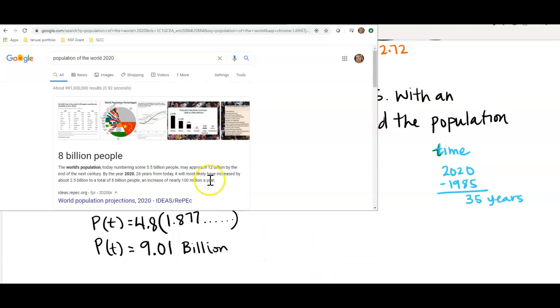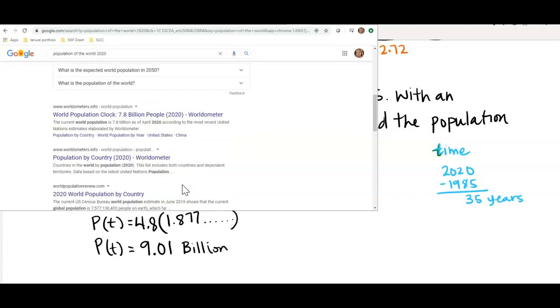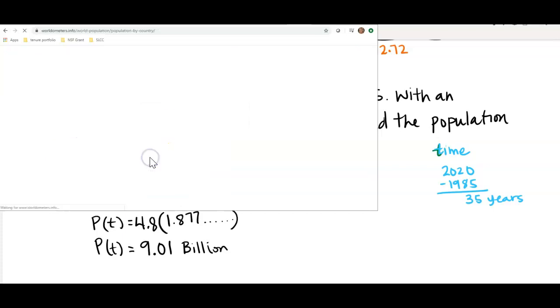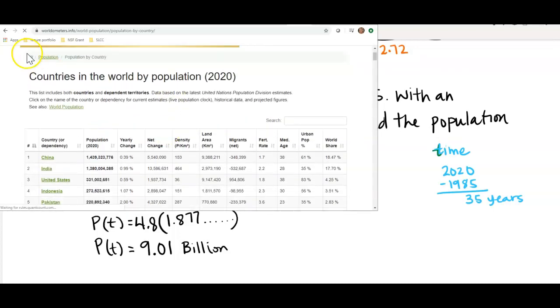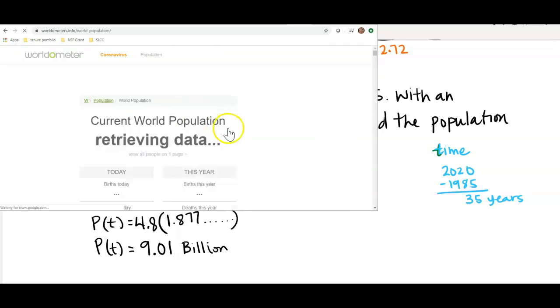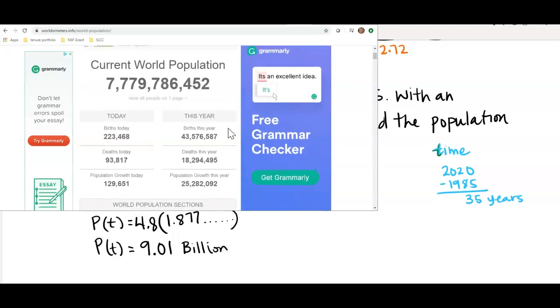Let's see. Oh no, that was a projection. Let's see. What does this one say? Oh, these are just by each country, but let's look at it here. Wow, that's pretty crazy. So it actually isn't quite 8 billion, it's closer to 7.7 billion. So it has definitely decreased and gone down somewhat.